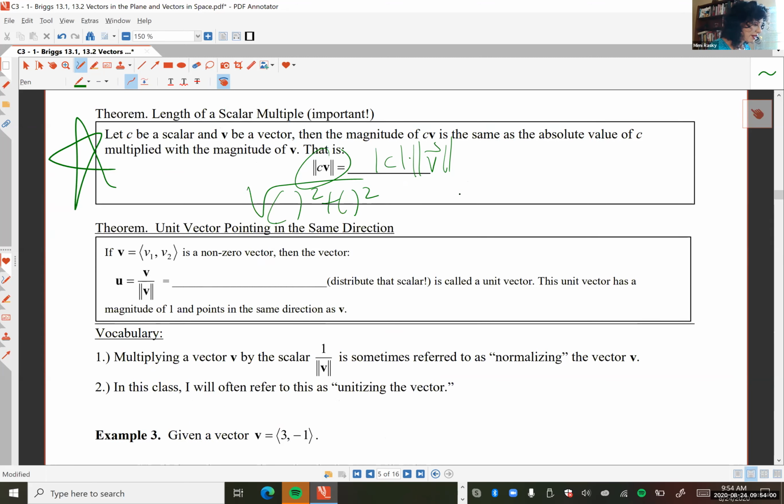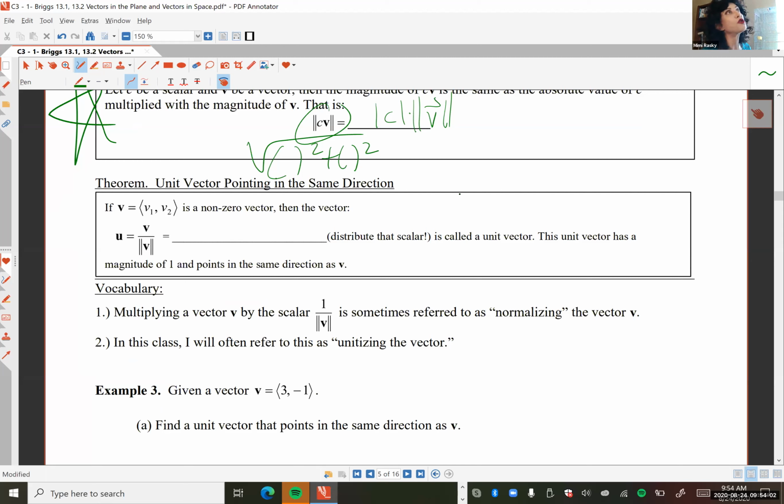Okay, now we're going to do something that is super important all the way up through the final, and that is a unit vector pointing in the same direction as your vector. And I'm going to refer to this as unitizing the vector because my mentor, Dr. Arnie Vallone, who passed away 7 years ago, but who taught me vector calculus essentially, would call it this. By the way, this is not in the book. So when I say, hey, unitize the vector, you'll know what I mean.